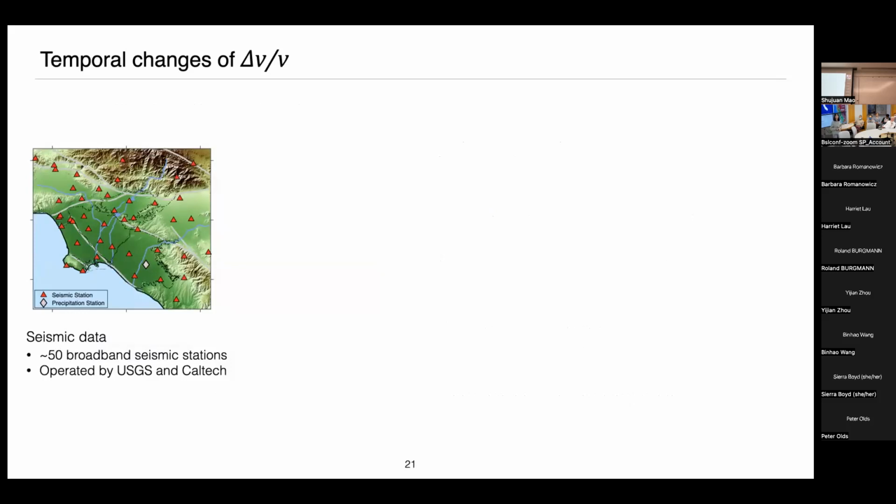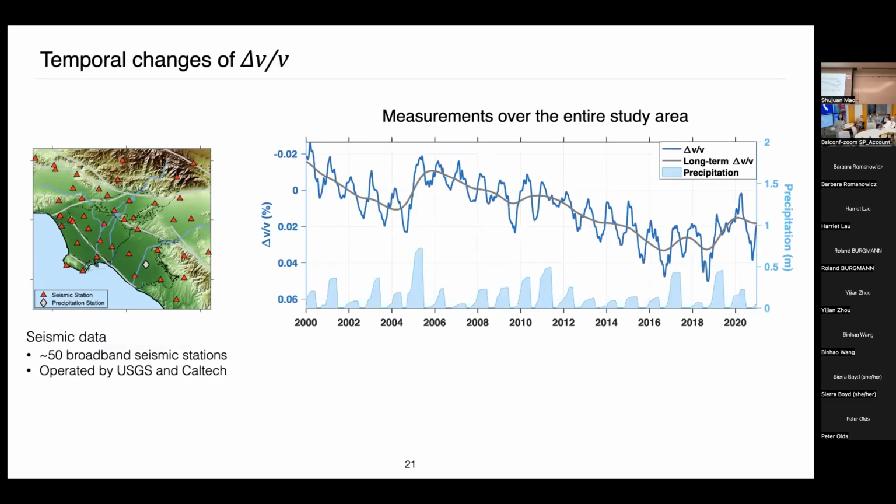To calculate delta V over V, we use about 50 broadband seismic stations in metropolitan LA operated by USGS and Caltech. On the right plot, the blue line shows the temporal changes of delta V over V from 2000 to 2020. This measurement is averaged over the entire study area. You could note that the vertical direction of delta V over V is plotted in reverse for a more intuitive comparison with groundwater. So now upwards means more groundwater. The gray line shows the long-term trend of delta V over V. The light blue bars on the bottom show the annual cumulative precipitation.